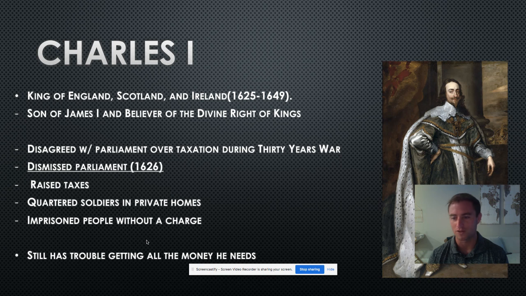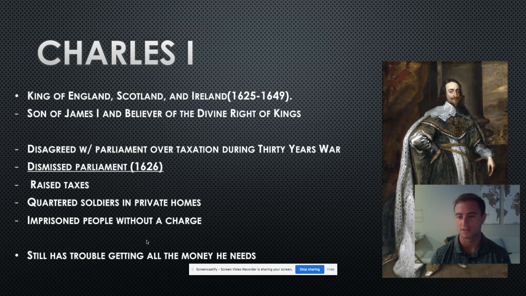But here we are in the 30 Years' War, which is an immense religious conflict all throughout Europe, where we have fighting between Protestants and Catholics. And England is Protestant because of King Henry VIII breaking away from the Catholic Church. And so Charles I really wants to participate in the 30 Years' War. He really wants to fight in the name of Protestantism.